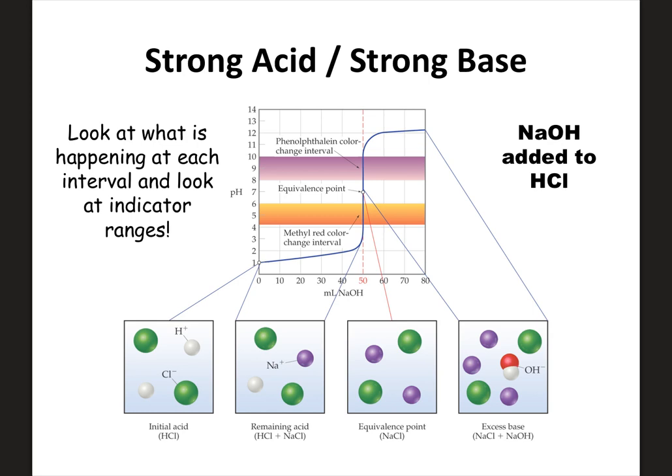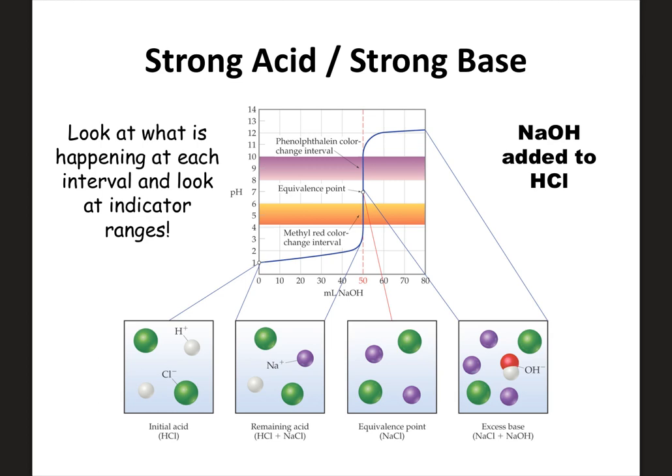You still have a large amount of that acid remaining. So you still have H plus and Cl minus ions. But now you also have Na plus ions. All right. Think about the reaction that would be taking place here. That's important. You need to think about what's actually happening when the HCl and the NaOH are reacting.